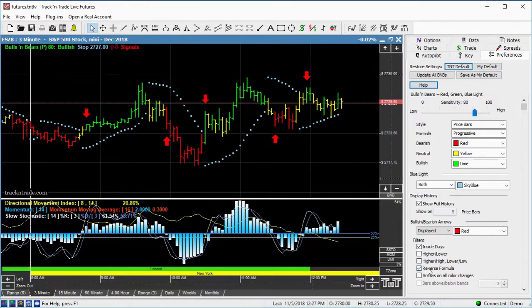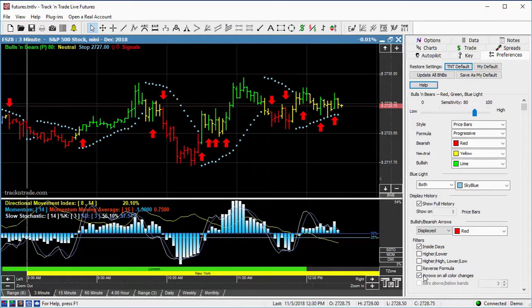The last filter we may want to consider is the filter labeled arrows on all color changes, which is a filter we can use if we want our Bulls and Bears to produce multiple buy or sell signals in a row, depending on the trend of the market. You would possibly use this if you missed an entry into the market and are looking for a re-entry point on an uptrend or downtrend. When this filter is left unchecked, as it is by default, Bulls and Bears is a swing trading system that gives one buy signal for every sell signal. We'll cover this concept more in depth in later videos.